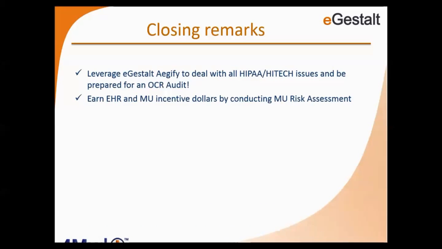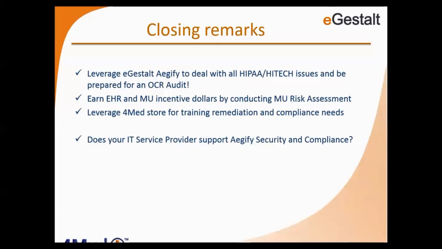Thank you, Wendy. So in closing, what we would say is that HIPAA Omnibus might seem to have a lot of changes and might seem a little daunting in the beginning, but there are automation tools out there like Agify that will help you solve all the problems that you might have otherwise, and it takes care of all the moving parts of HIPAA Omnibus. And if you're interested in getting the meaningful use dollars, you need to do risk assessment, and Agify will help you do that as well.